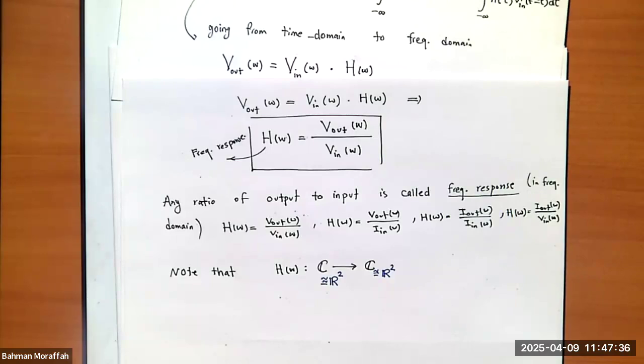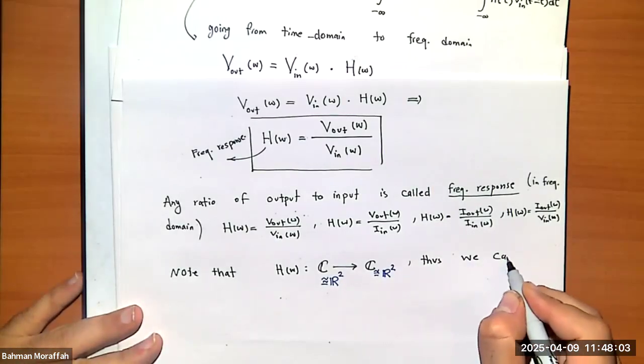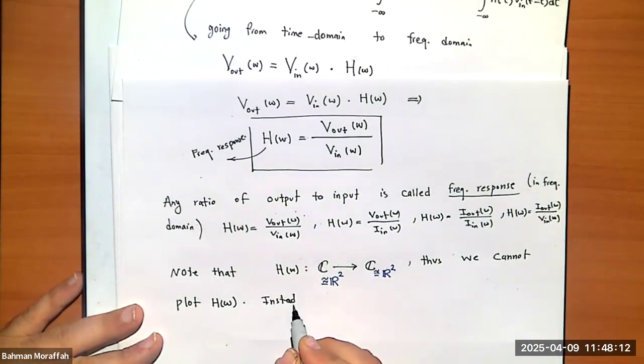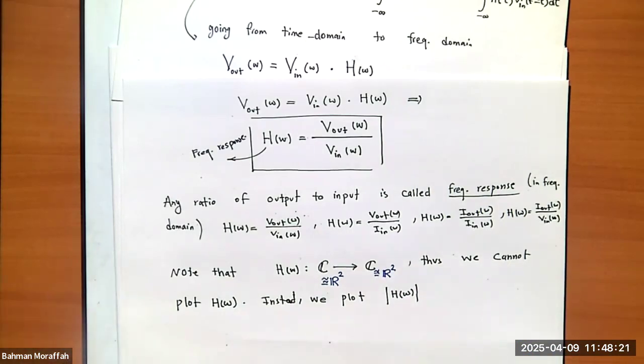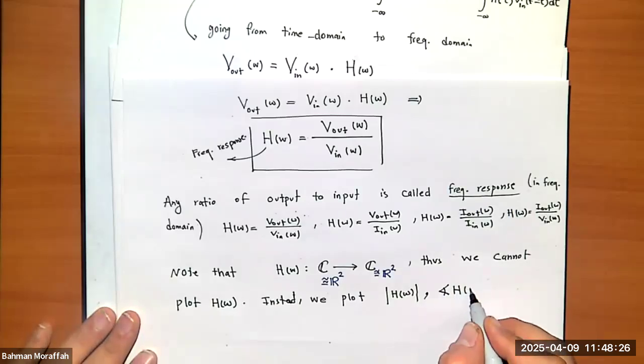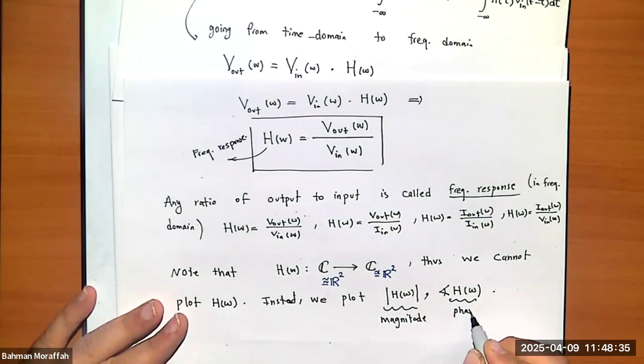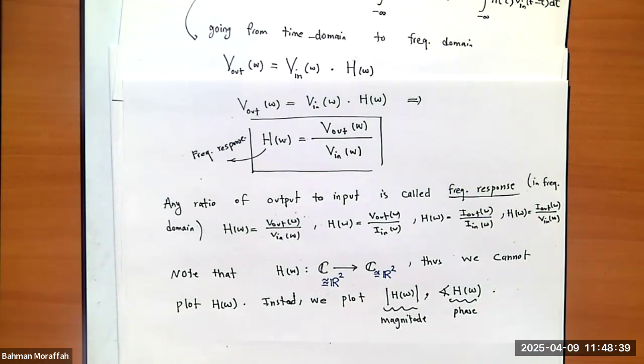Instead, what we can plot is the magnitude and the phase of this h, right? The magnitude is happening in R. Phase is also happening in R. So we can simply just plot it. So instead, we cannot plot h of omega. Instead, we plot the magnitude of h of omega and the phase of h of omega. So this is the magnitude, and this is the phase. We can do that because they both are happening in R. We can simply just plot it.